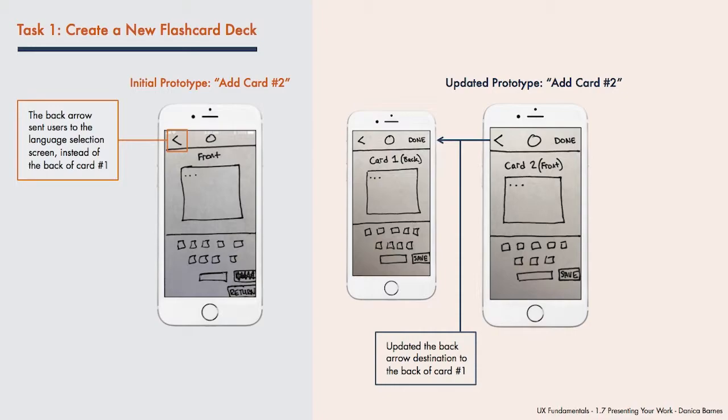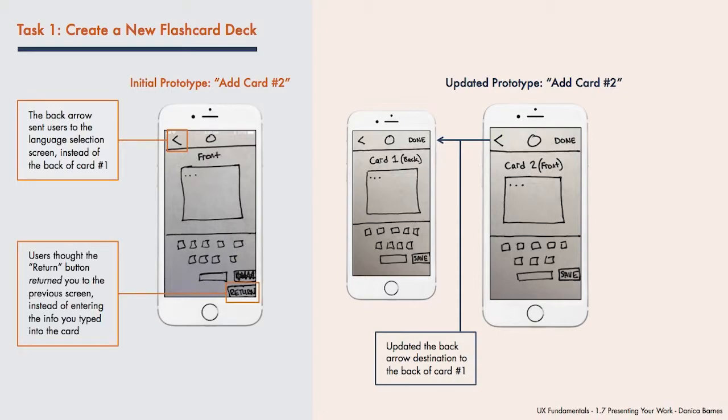The second issue that users had was regarding the return button. They felt that if they pressed the return button, it would return them to the previous screen. And that's not the case. That button is actually more of an enter button. It enters the text that you've just typed into the flashcard that you're creating. So really that was a terminology issue, and so we decided to change the name of that button to Save, which we thought would be a little bit more clear.